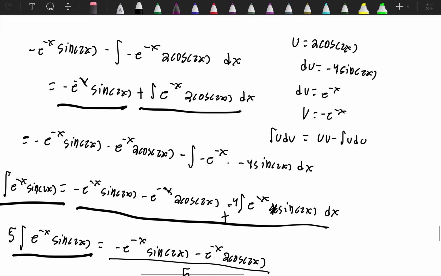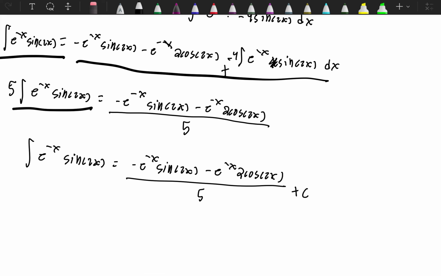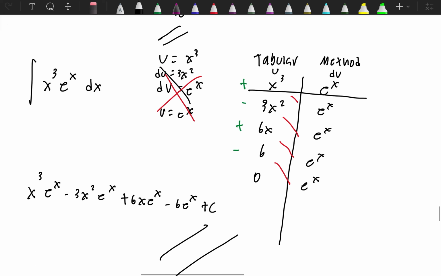This is a real monster of a problem. I don't even know if this is right myself. But essentially, this is how you work through problems. This is how you work through integration by parts.